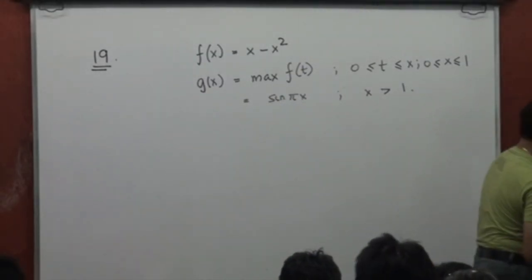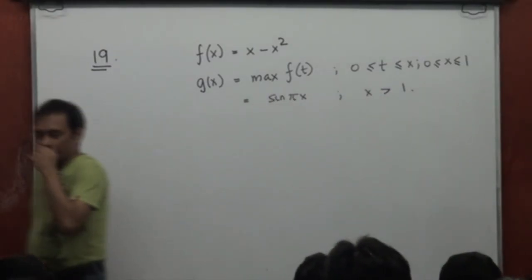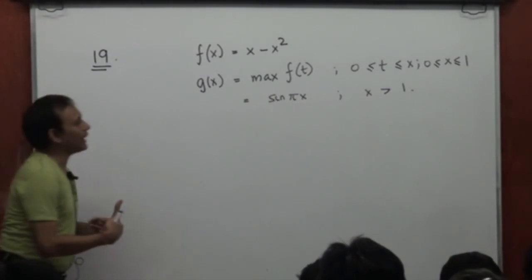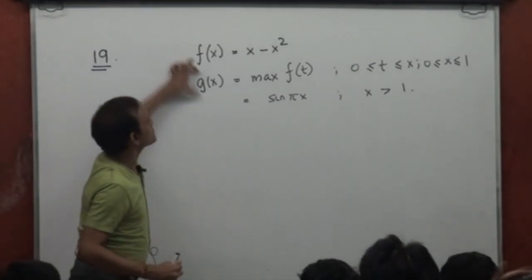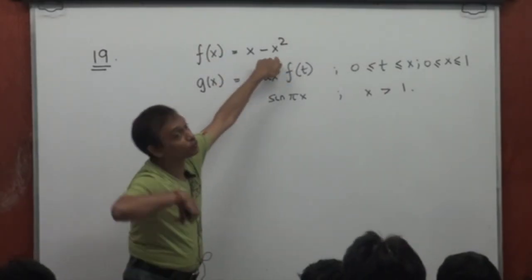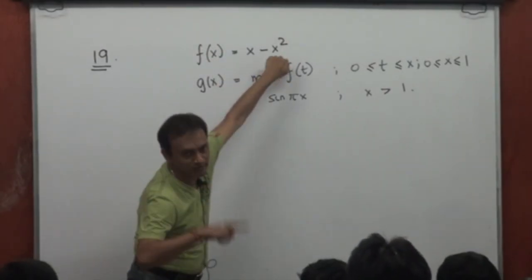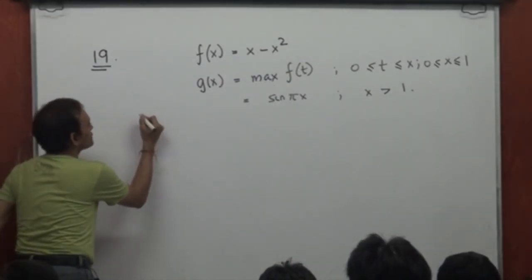We want to check on the continuity and differentiability of this g(x). Now, let's identify how to discover the form of g(x) given the form of f(x). f(x) is a parabola, x minus x squared, a downward opening parabola with zeros at 0 and 1, right? So the graph of f(x) is like this.